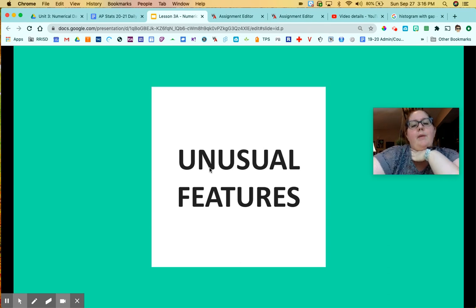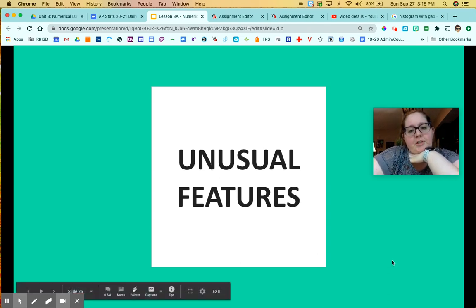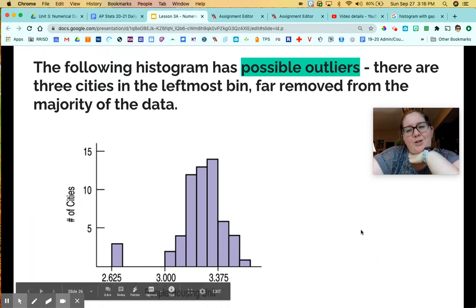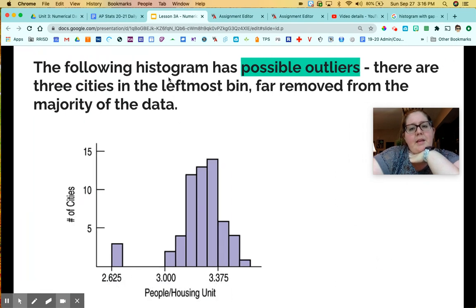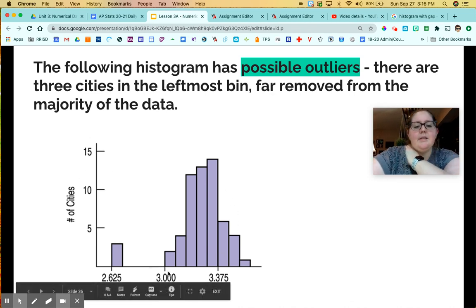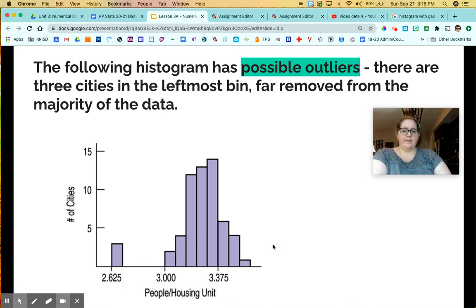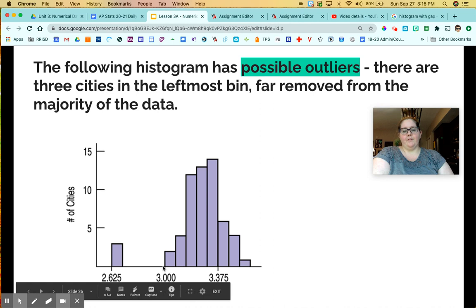And then we're going to talk about unusual features. So unusual features could be kind of two main things we're looking for. The first would be, do we have what we would call outliers or possible outliers? So in this case, this is the number of people per household, I believe. Yeah, so number of people per housing unit for a bunch of different cities, like the average number of people per housing unit.